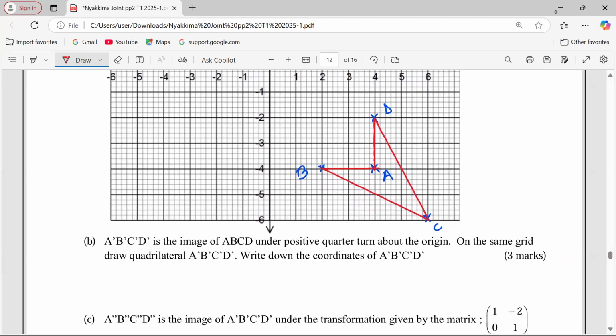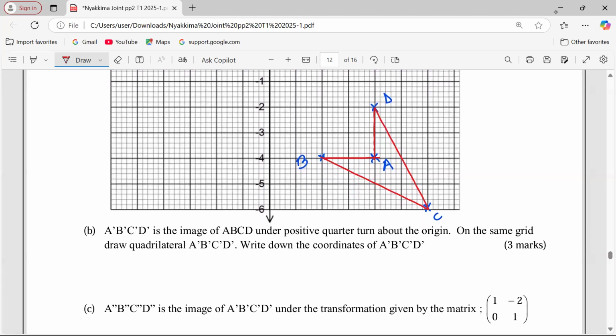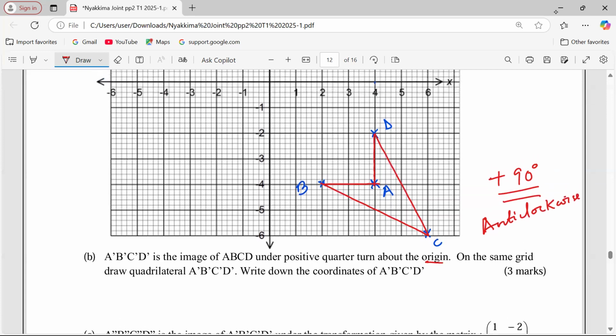All right, in part B, we are told that A'B'C'D' is the image of ABCD under a positive quarter turn about the origin. The origin becomes the center of the rotation. A positive quarter turn is a rotation, and a quarter is 90. So positive means 90 degrees. When an angle is measured in the positive direction, it means anti-clockwise. So 90 degrees in the anti-clockwise direction.